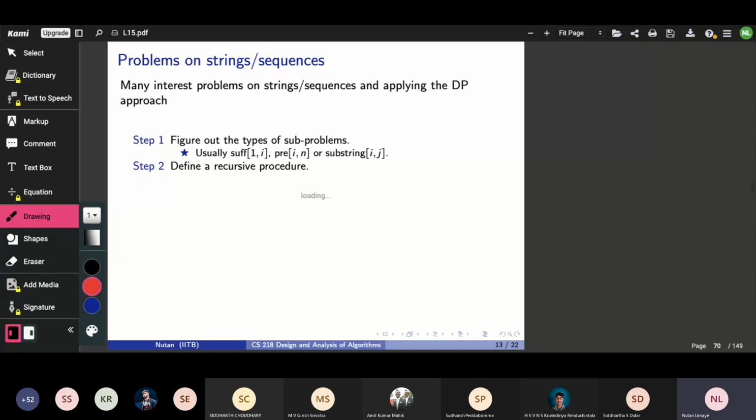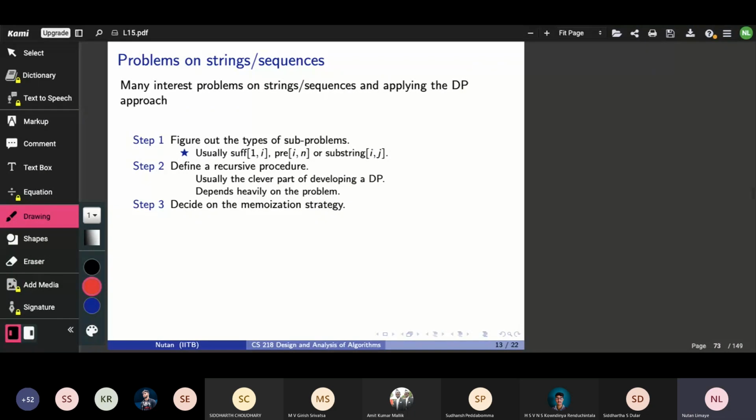Then you need to define a recursive procedure as to how, given the information about some of these subproblems, you can construct a solution for the bigger problem. This is usually the clever part of developing a dynamic programming algorithm for such string problems. So here is where one needs to pay close attention. And it depends heavily on the problem itself.